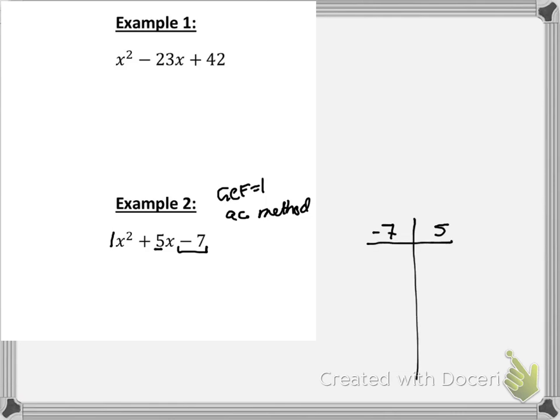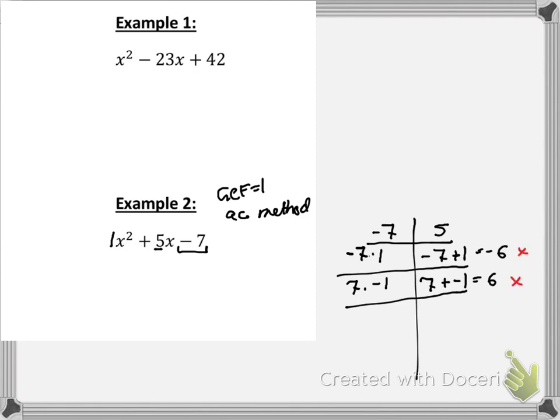As you might know, 7 is a prime number, so there are really only 2 possibilities. We could have negative 7 times 1, or 7 times negative 1. Negative 7 plus 1 gives us negative 6, and 7 plus negative 1 gives us positive 6. Neither of those adds up to 5. So what do we do anytime we have a polynomial like this and our method doesn't work?